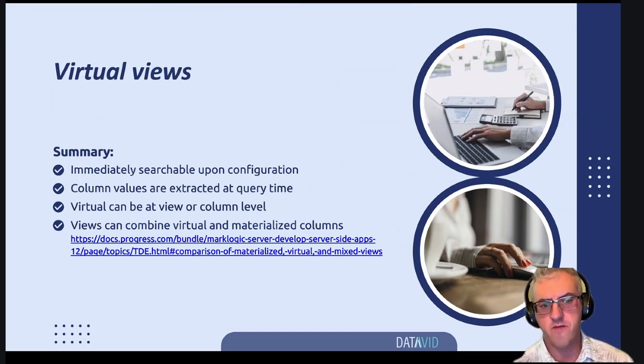index meant that you had to reindex the whole database for the new view to be visible and useful. What virtual views give you is that actually the values are extracted at query time. So it's maybe a little slower because it's not from a specific index, but it can actually be from the universal index sometimes. So it's not always slower. And actually, the virtual views can be specified for the entire view or just at a column level.